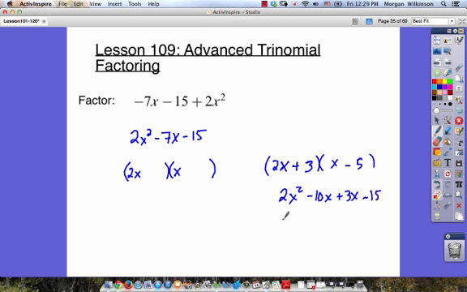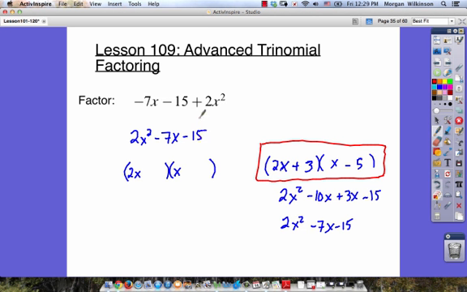And voila, we've got it. 2x squared minus 7x minus 15. We've got our right answer. It's right here. We don't need to rewrite it. We can take this one. We've checked our work. It matches. We've got our right factor for this.